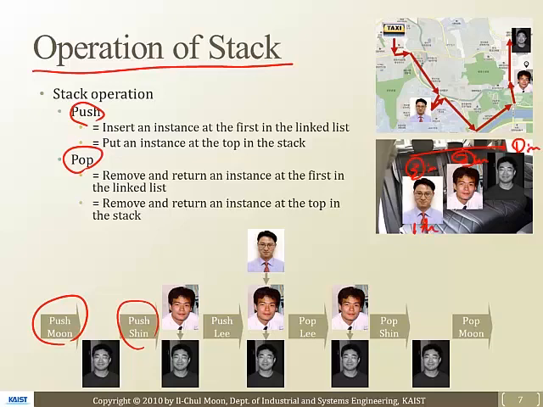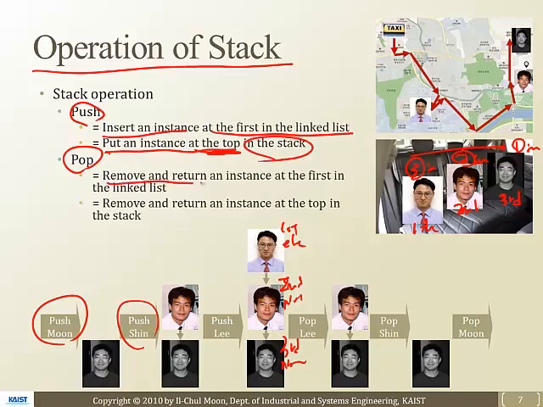This was the first element, second element, and third element, right? So first node, second node, and third node. And that's the push: insert an instance at the first of the linked list, that is, put an instance at the top of this stack. And the pop is this: pop removes and returns an instance at the first of the linked list.